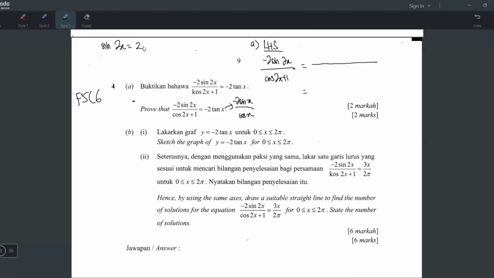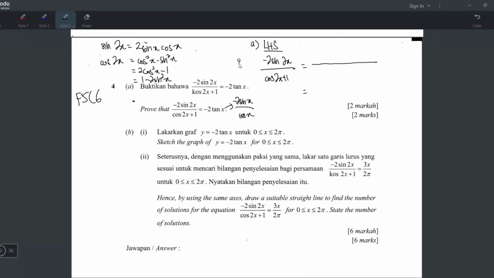Sine 2x can be changed to 2 sine x cos x. And cos 2x can be changed in three ways. First is cos square minus sine square. And then it can be changed to 2 cos square minus 1. And then 1 minus 2 sine square. Yeah, I memorized already, that's why I'm able to write all this down. But this is given in the exam. Yeah, it's given in the formula sheet.